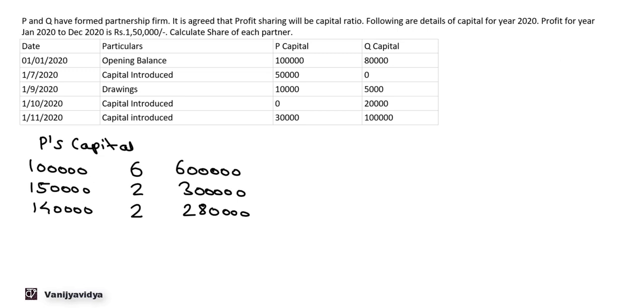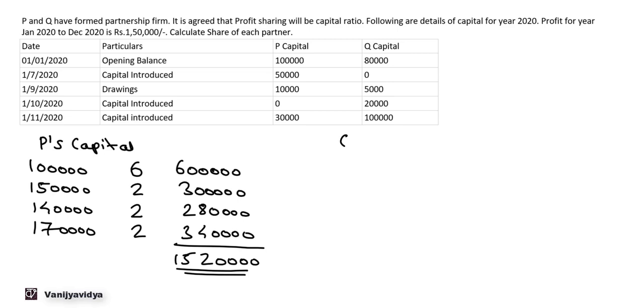Now on 1st November 2020, earlier balance was 1,40,000. Then 30,000 capital was introduced. So 1,70,000. Now this balance was till the end of the year, that is 31st December 2020. So this was there for 2 months. So 1,70,000 into 2, that comes to 3,40,000. So the total of this is 15,20,000.